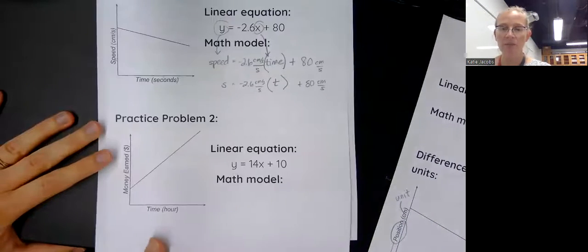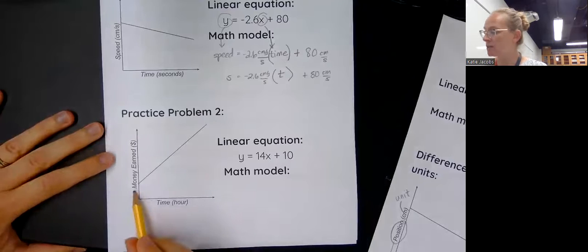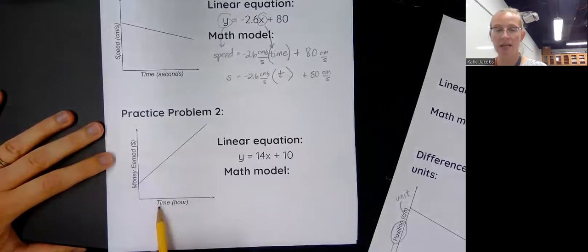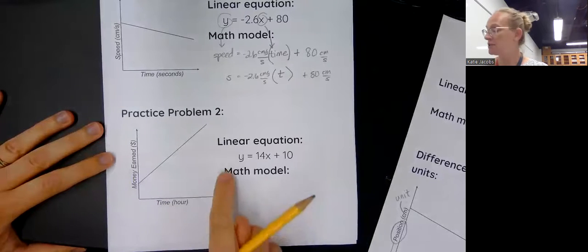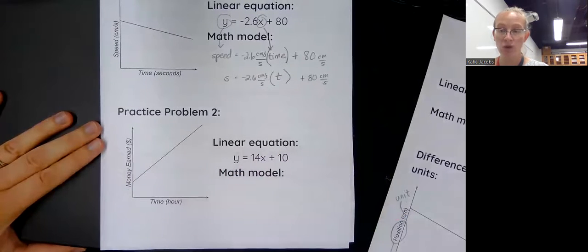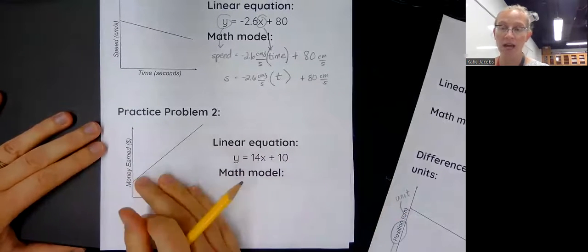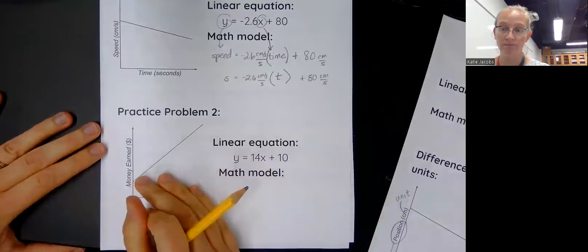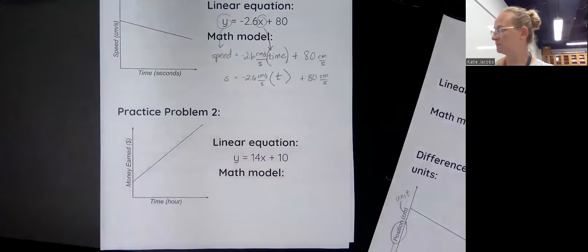This is practice problem 2. Money earned in dollars and time in hours on the different axes. Here's my linear equation. I'd like you to pause this video and try this out, and then I will show you the solution.